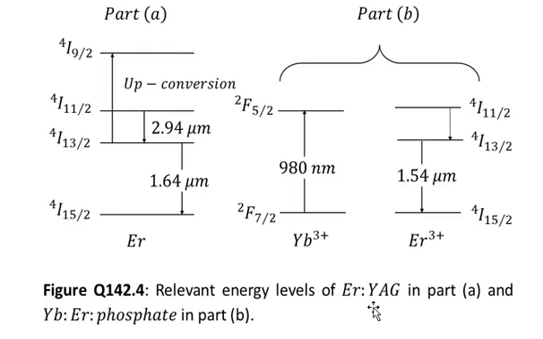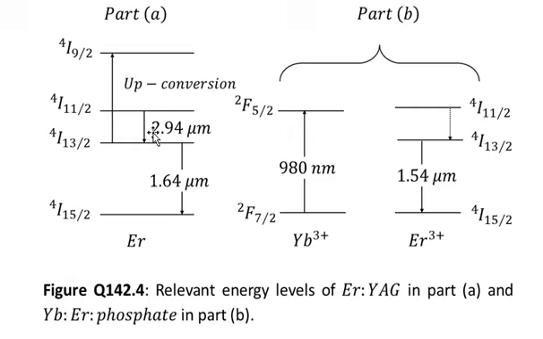Relevant energy levels of the erbium YAG laser in part A, and erbium phosphate in part B. So let's talk about part A, that is the erbium YAG laser. And you can see that these are the levels into which the erbium is split. 4I15/2 is the ground level. The higher levels are 4I13/2, 4I11/2, and 4I9/2.